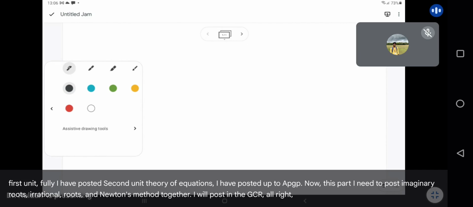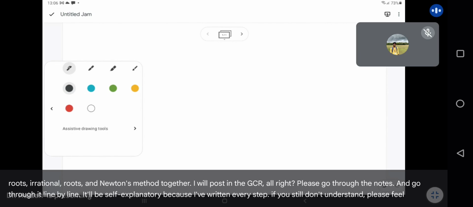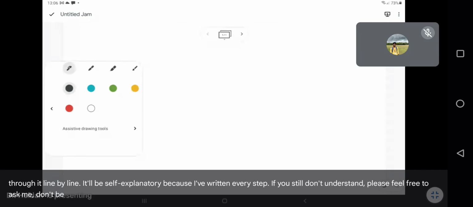All right. Please go through the notes and go through it line by line. It will be self-explanatory because I've written every step. If you still don't understand, please feel free to ask me. Don't be scared. If you don't understand any step or if I have gone wrong in the calculations, you can feel free to tell me.